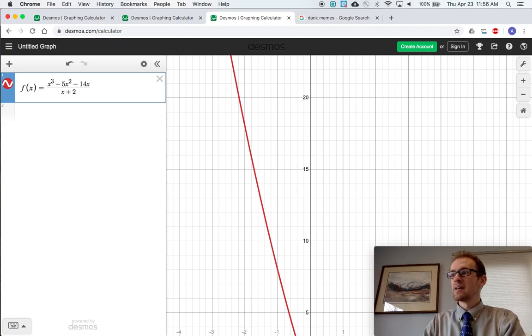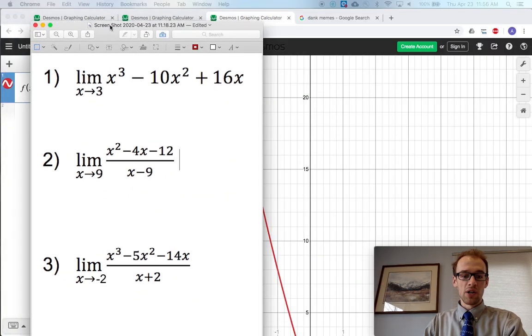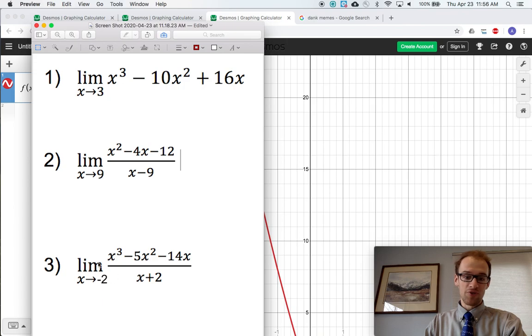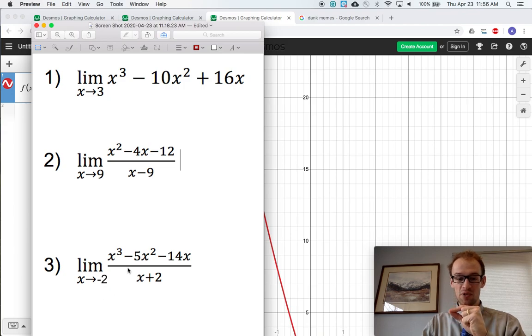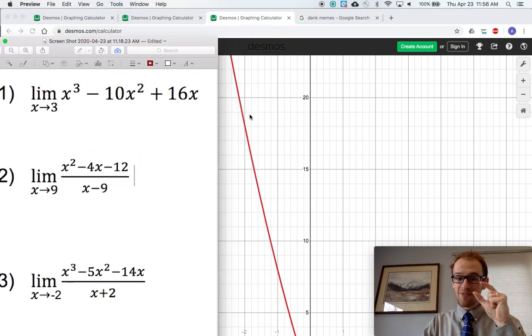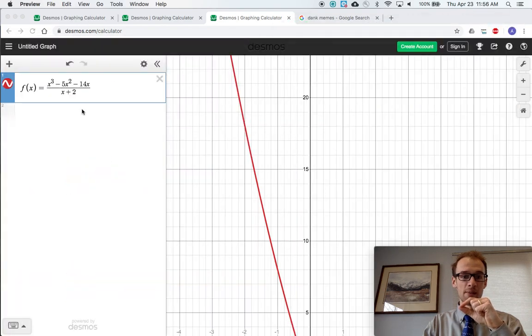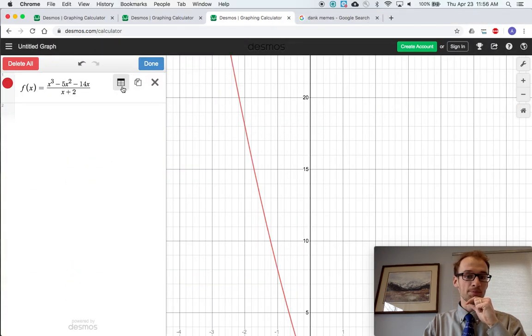But if you write it as a limit, if we just find f of negative 2, it's undefined. But if we take the limit as x approaches negative 2, this is defined, because as x is approaching negative 2, we can see that our y value is approaching 18. Let's show that with a table, just like I did for the other ones.